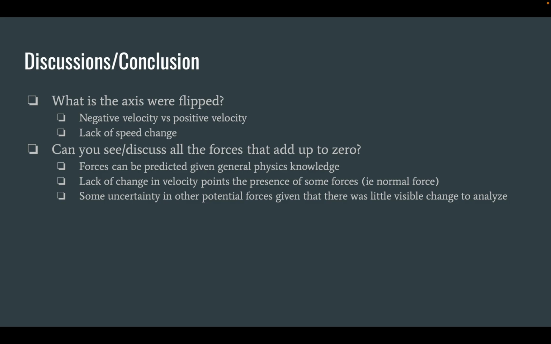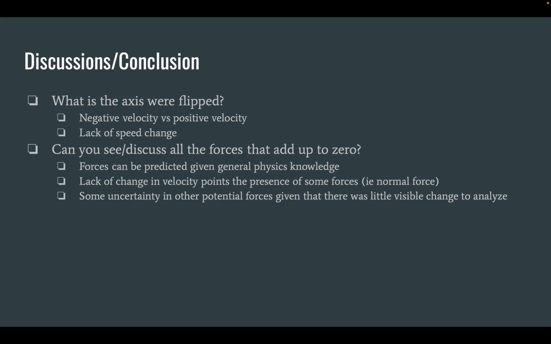So for the discussions and conclusions, if the axes were flipped, the velocity would change from negative to positive because it would be going in the positive direction instead of the negative direction. But the overall speed, which is the magnitude of velocity, would not change because, again, the magnitude wouldn't change, just the direction of it would, because the velocity is made up of both magnitude and direction.